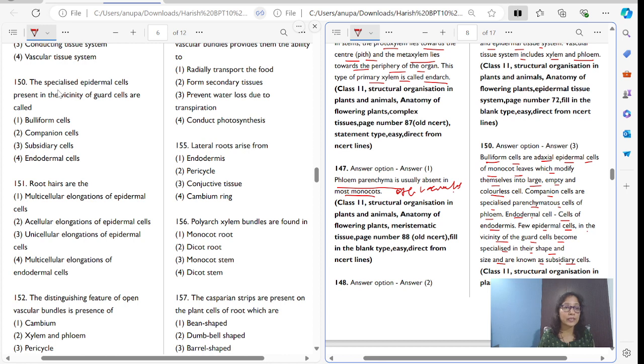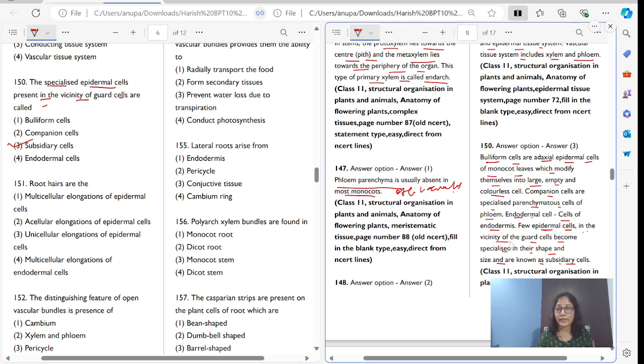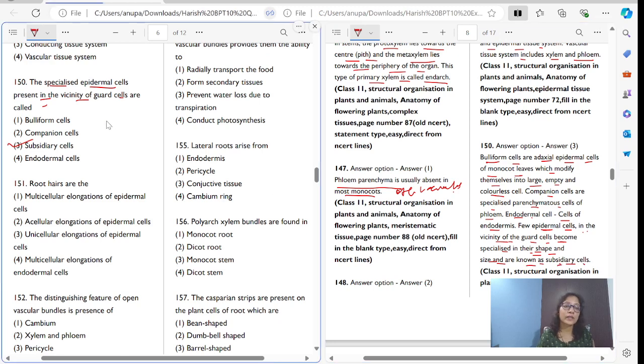Let's read the question once again. The specialized epidermal cells present in the vicinity of guard cells are called subsidiary cells. Here we have read that a few epidermal cells in the vicinity of the guard cells become specialized. They become specialized in their shape, meaning they change their shape and size, and are known as subsidiary cells. So the correct answer for this question will be option number 3.